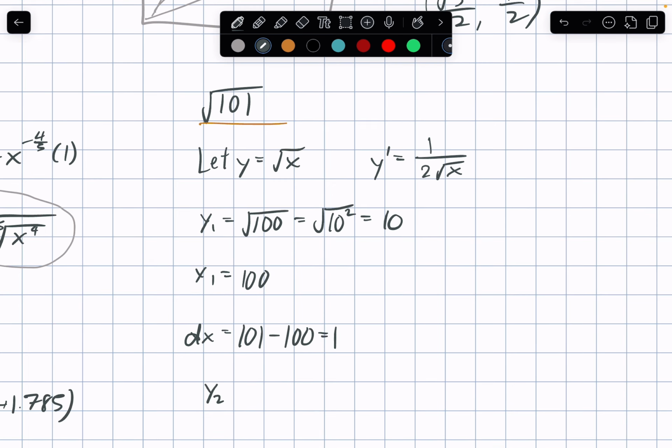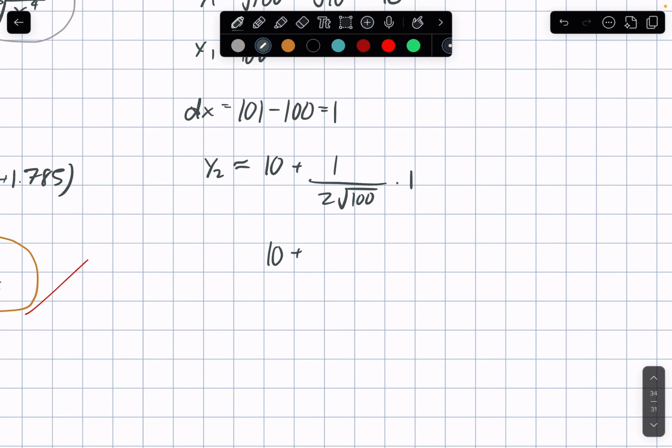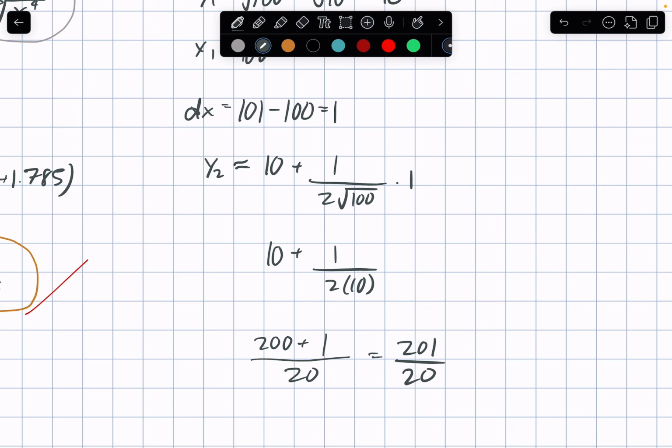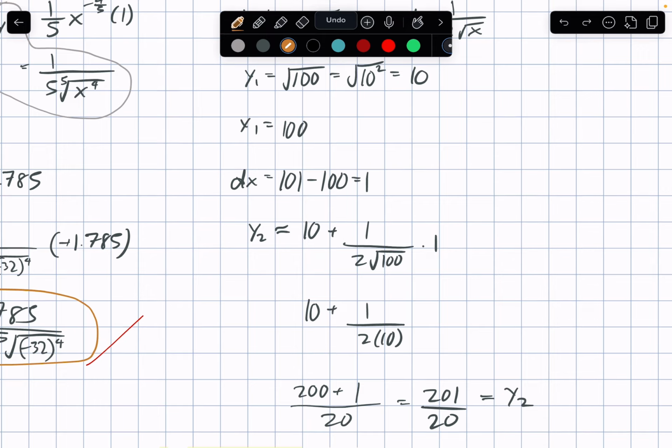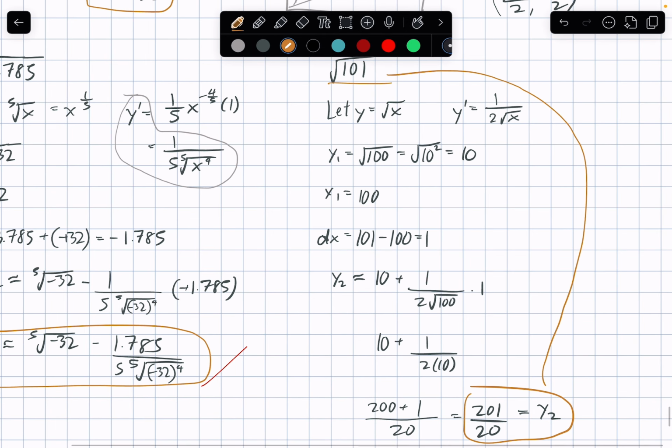So y sub 2 is equal to y1 plus the derivative times dx, which is 1. So 10 plus 2 times 10, 20, 200, 1. 201 over 20 is equal to y sub 2. That is the approximated value of square root of 101.